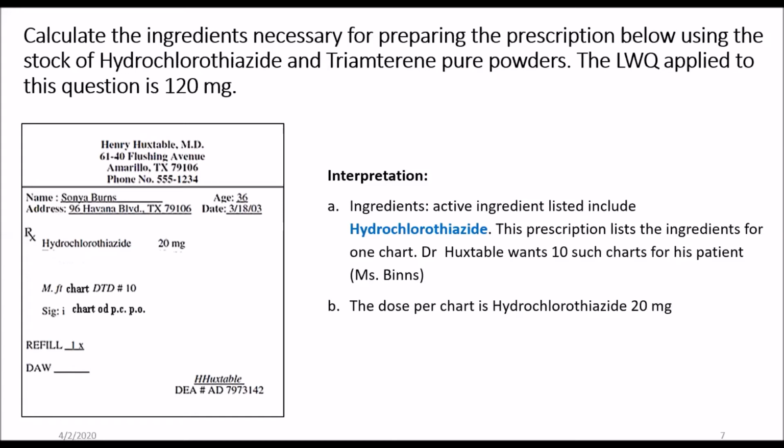First thing we have to do is interpret what the prescription is saying. The ingredient that we are going to be focusing on is hydrochlorothiazide, which is here on the prescription, 20 milligrams. And the prescription also lists that you are to mix and make charts and send 10 doses. DTD means send such doses. So Dr. Huxtable wants you to send 10 charts, each containing 20 milligrams.